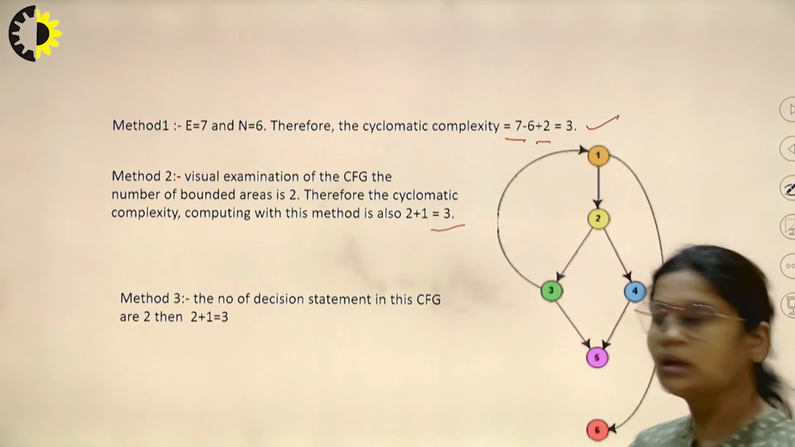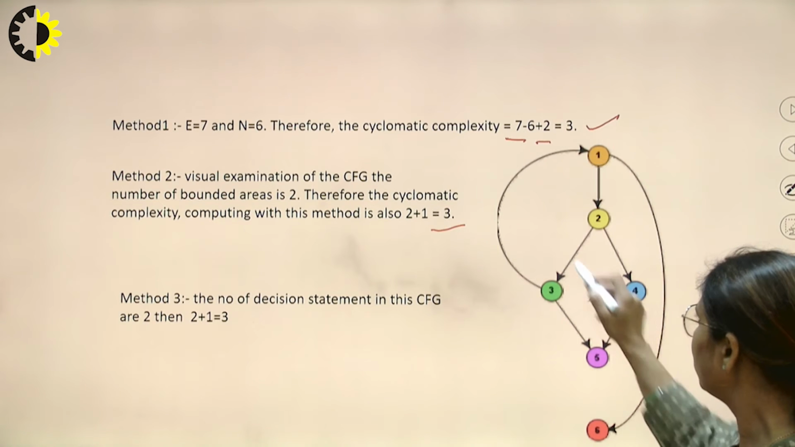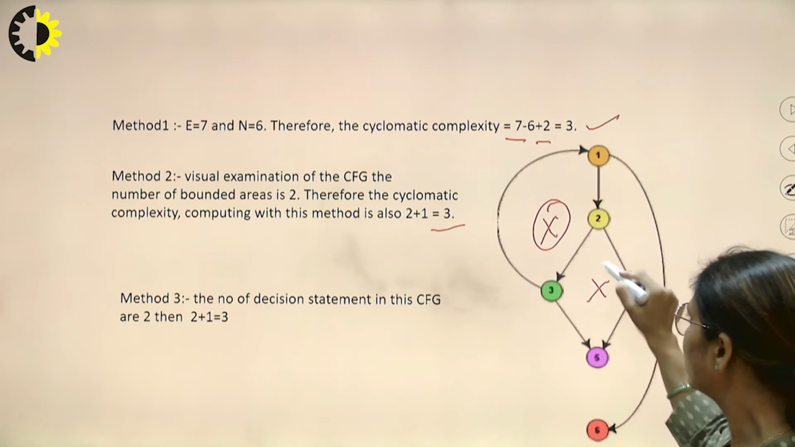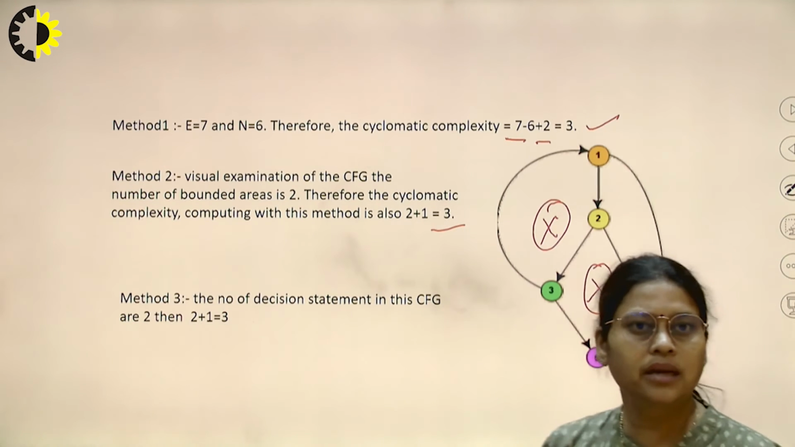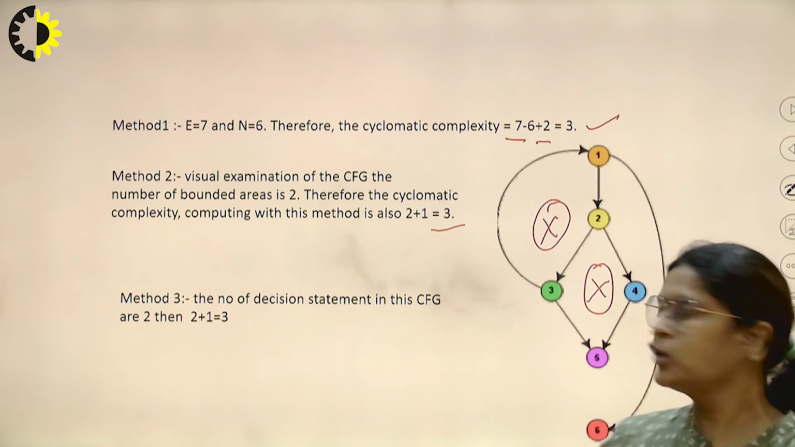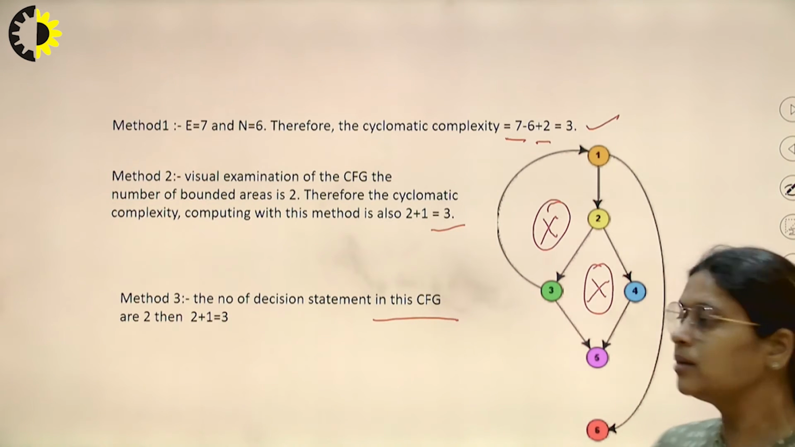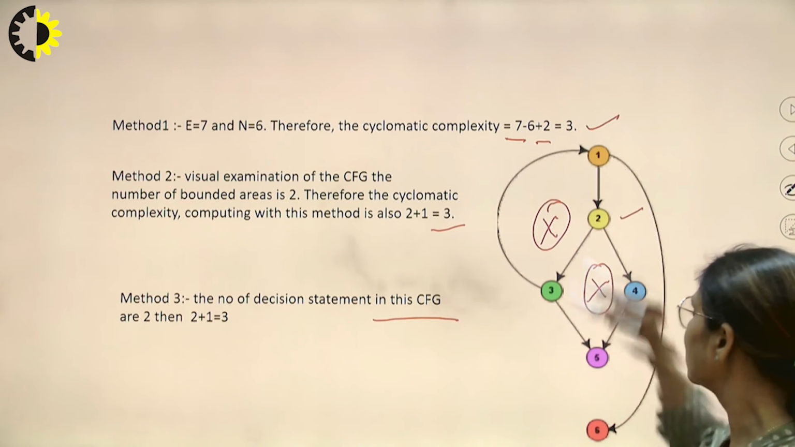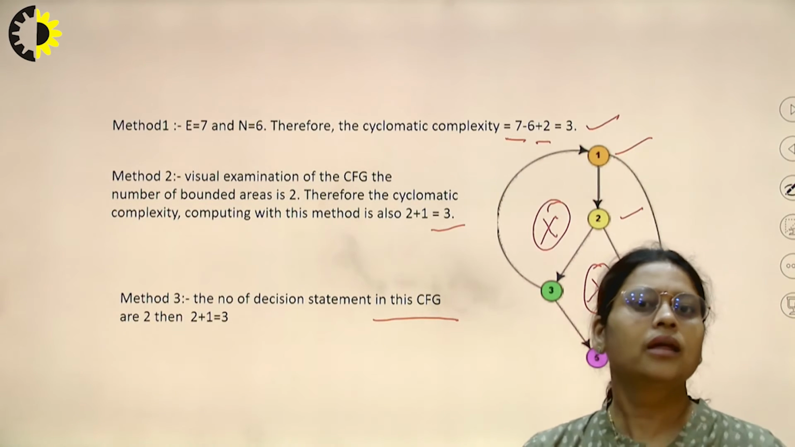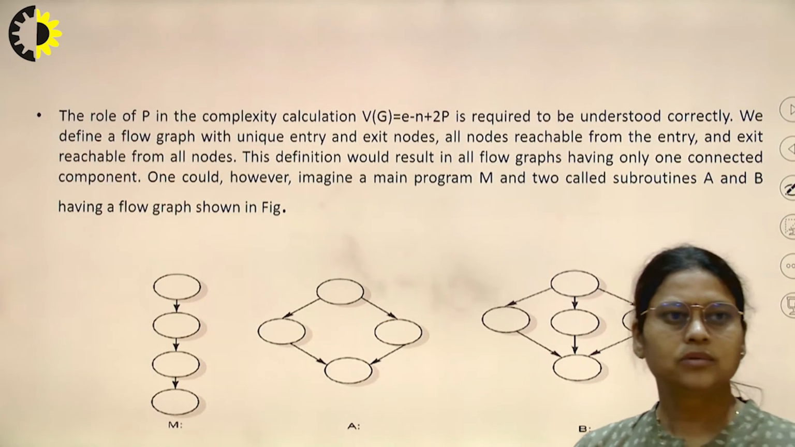Again with the second method, here we have 2 closed loops. So it is just 2 plus 1, which is 3. Again with the third method, we just count the decision statements, first and second. So here the value will be 3.